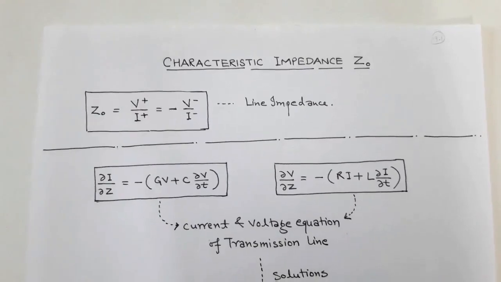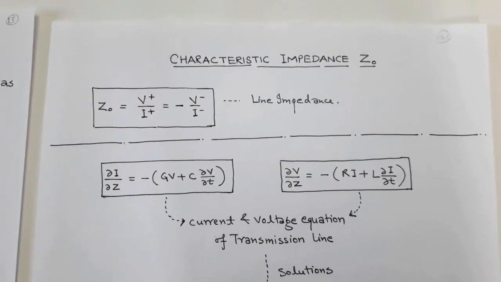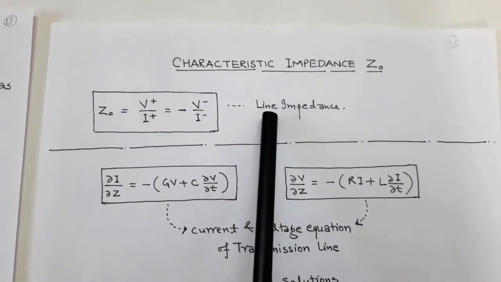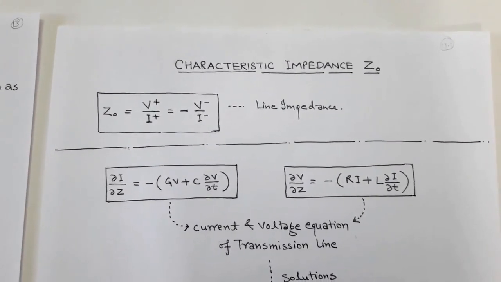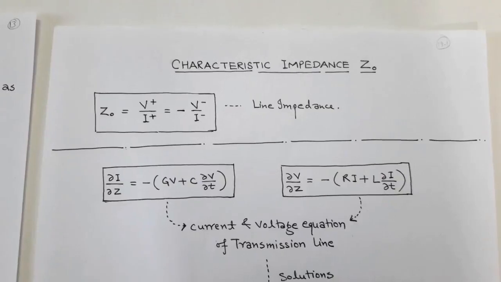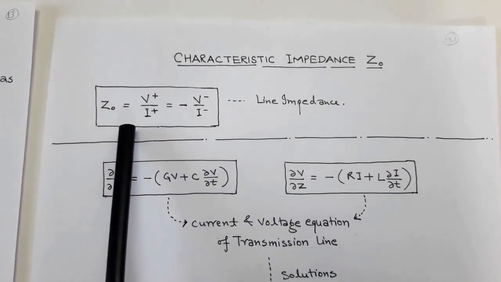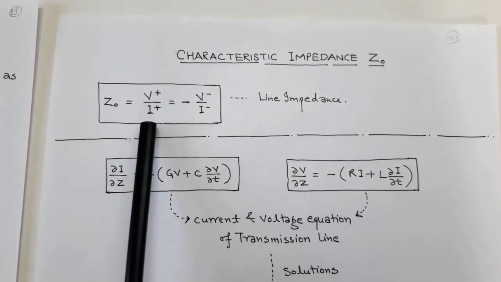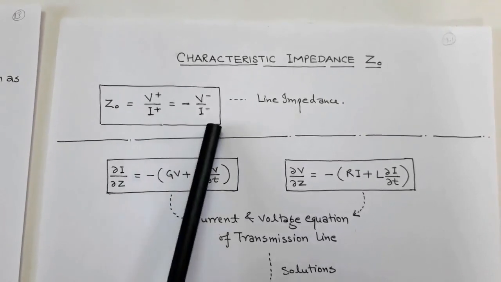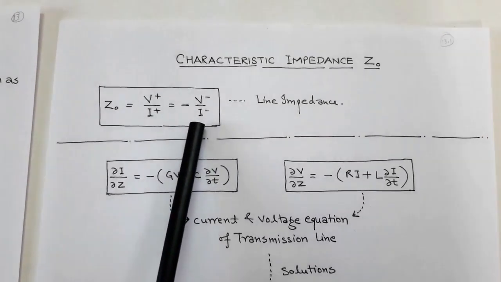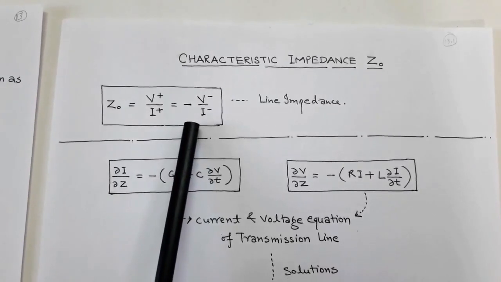So the ratio is minus V minus upon I minus. And this is called the line impedance, that is, the transmission line impedance or characteristic impedance, denoted by Z0. So from here we get a relationship between voltage and current. In case of forward function, we have the ratio V plus upon I plus, and for backward function we have the ratio minus V minus upon I minus.